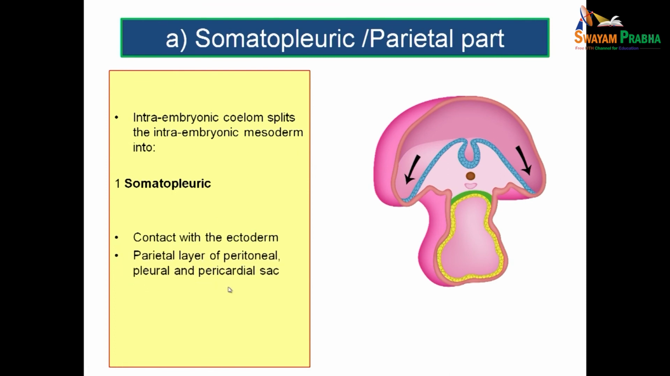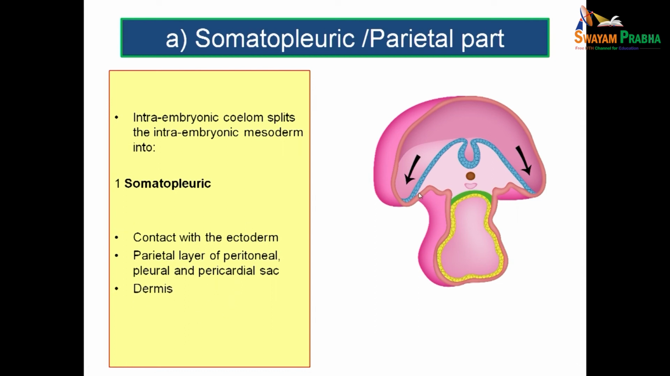And what are the derivatives of somatopleuric mesoderm? This is giving rise to the parietal layer of all these cavities which we have mentioned. It is forming the parietal layer of the peritoneal cavity, pleural cavity and pericardial sac. Parietal means lying closer to the body cavity. So, this is the ectoderm, and this mesoderm will be lying closer to the ectoderm. These are the derivatives of this layer, the somatopleuric intraembryonic mesoderm, that is the parietal layer of the peritoneal, pleural and pericardial sac.